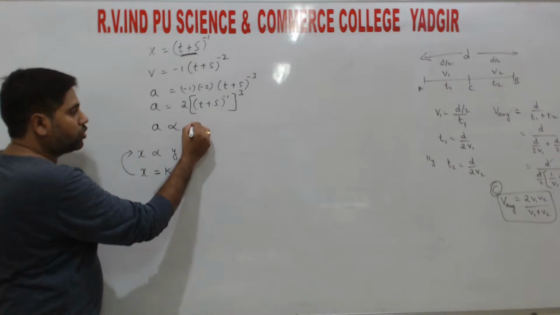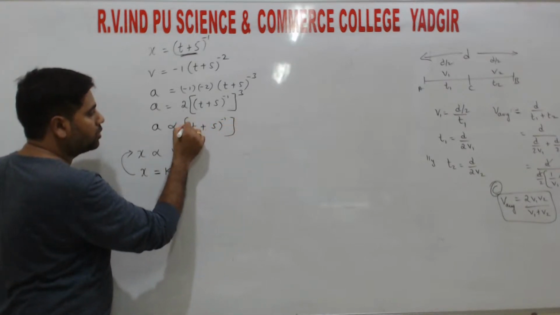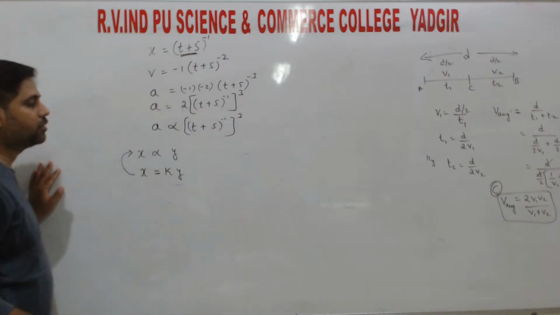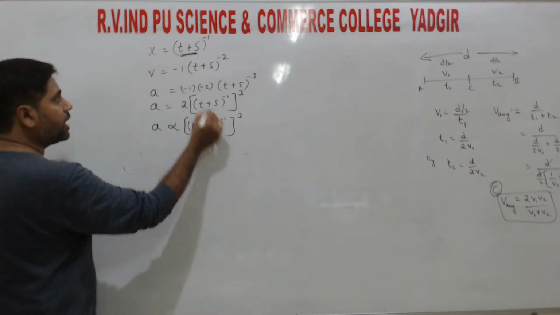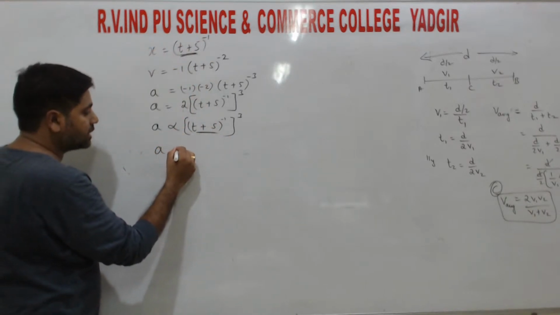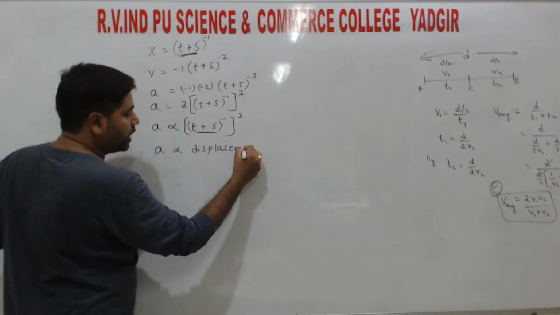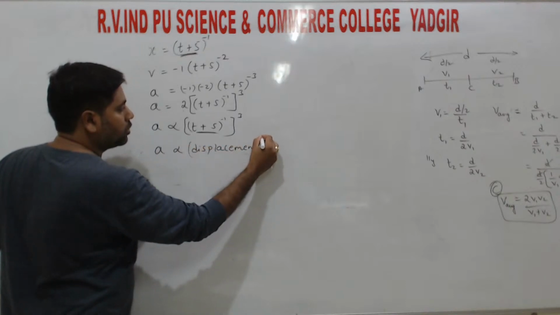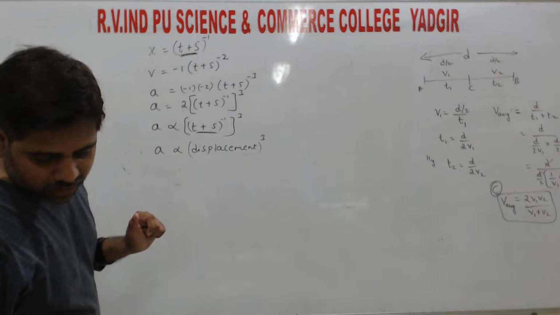So a is proportional to t plus 5 whole power minus 1 whole cube. From the given data, t plus 5 whole power minus 1 is what? It is x. X is displacement, and acceleration is directly proportional to displacement cube.